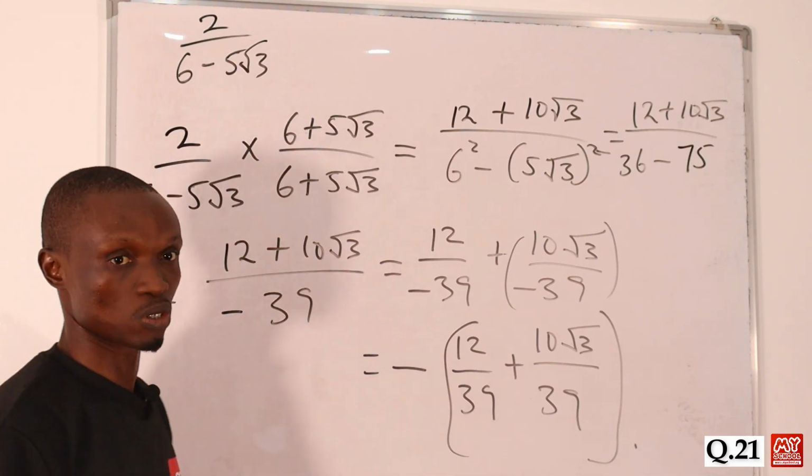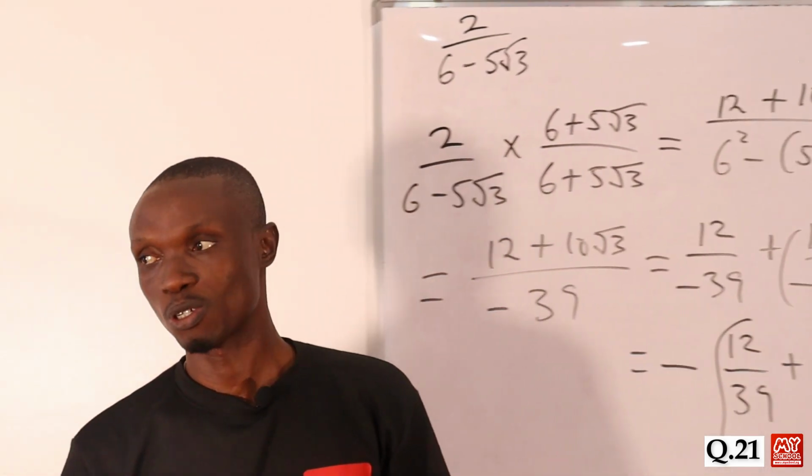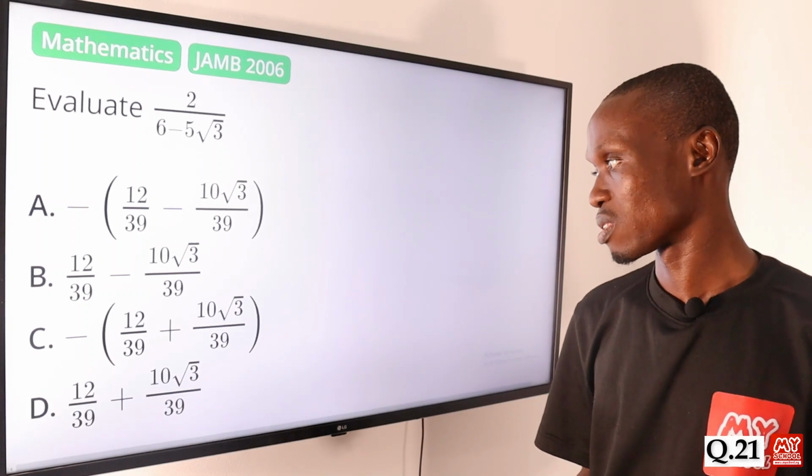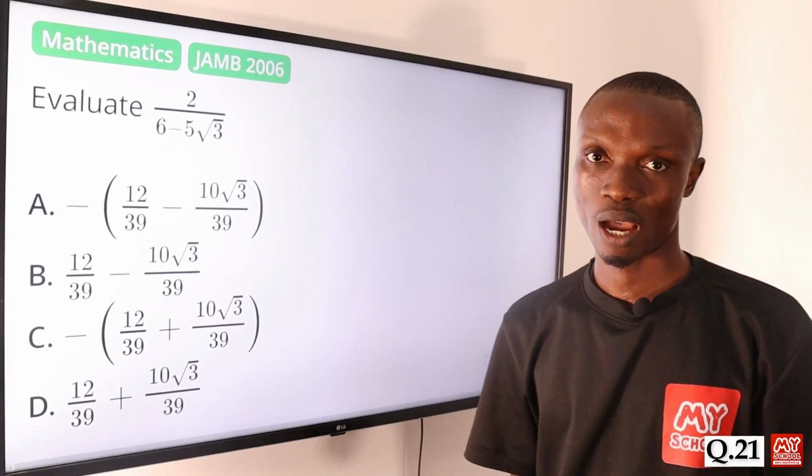Now let's return back to the screen to pick the correct option for this question, and that is option C, minus, in bracket, 12 over 39 plus 10 root 3 over 39.